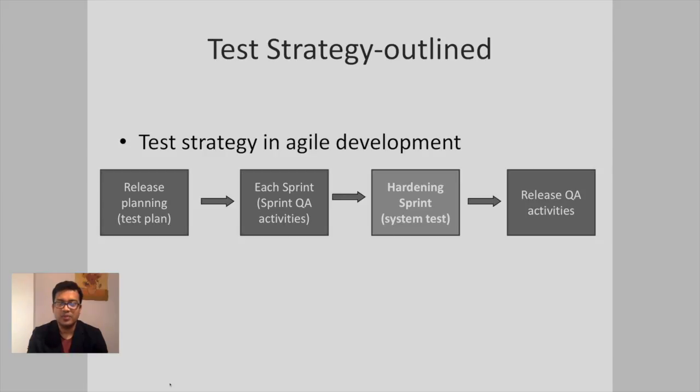What are your outcomes? What do you want to achieve out of your testing? What is your testing objective? And how are you going to achieve it? Everything which you have to do in order to achieve your testing objectives is mentioned under test strategy. Test strategy in an Agile environment has 4 components. First, release planning, which is more or less like a test plan, and second, the sprint QA activities, the QA activities in every sprint, hardening sprint, system test, and release QA activities.